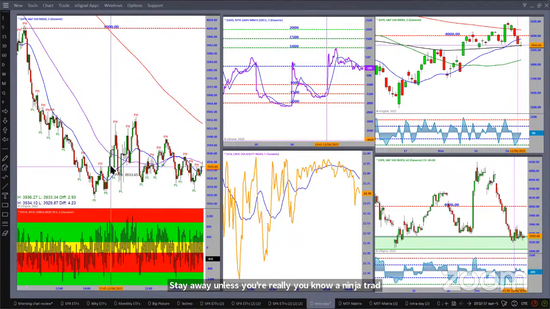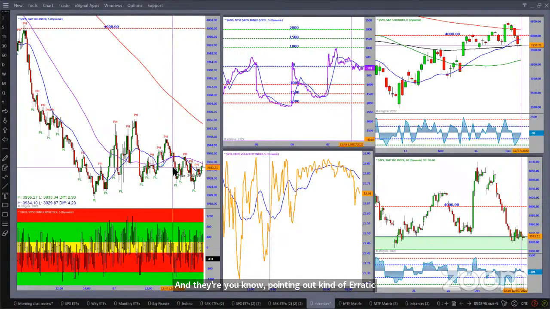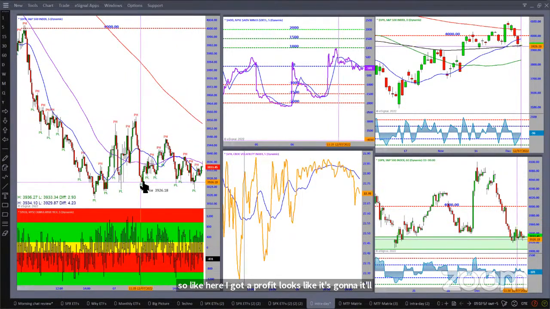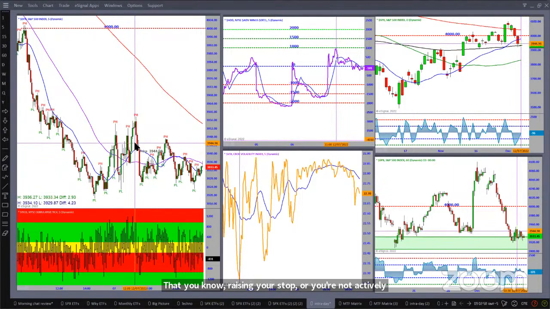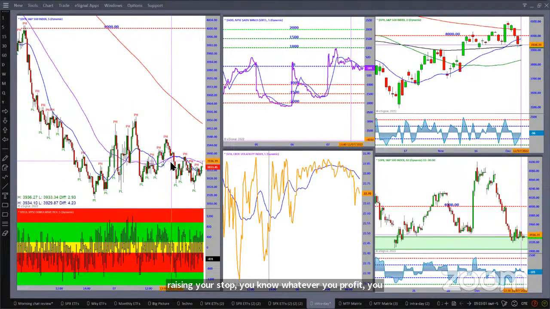Pointing out the kind of erratic, whippy action, and then eventually traders get tired. It's like, hey, I got a profit. Looks like it'll keep going, and the whole thing just evaporates. And if you don't have software that's raising your stop, or you're not actively raising your stop, whatever profit you may have had is gone in an instant, and then it just whipsaws back and forth like that.